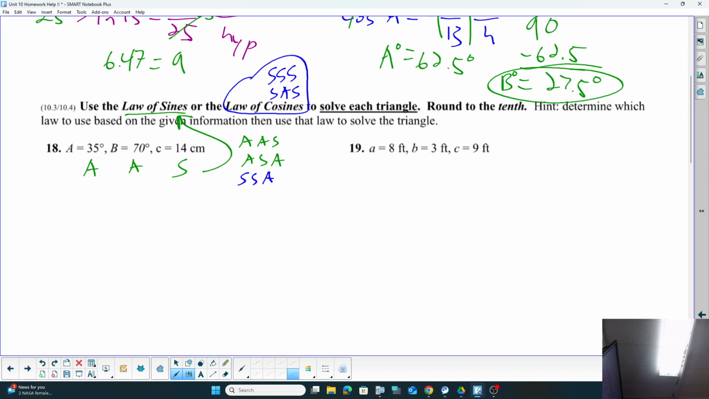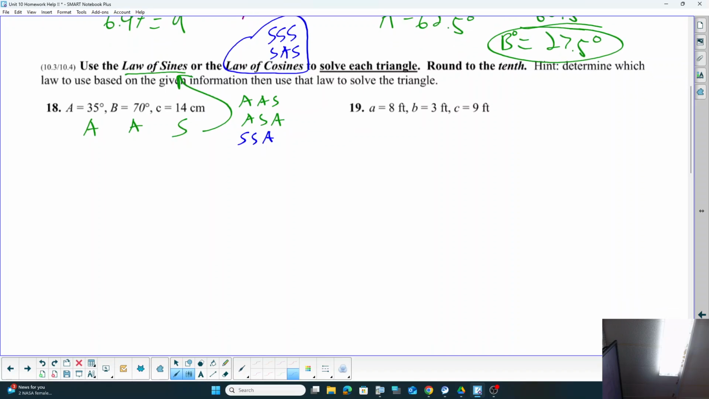Cool. So they want us to solve the little triangle. Here we go. So we're just going to go ahead and draw a triangle with its sides. Go ahead and draw a triangle there. Just label it A, B, C. Okay, so there's our A, B, C. Don't forget, across from big A is little a. Across from big B is little b. And across from big C is little c.